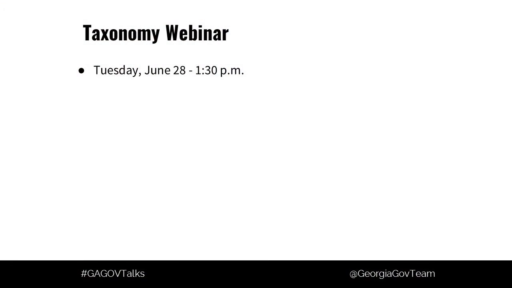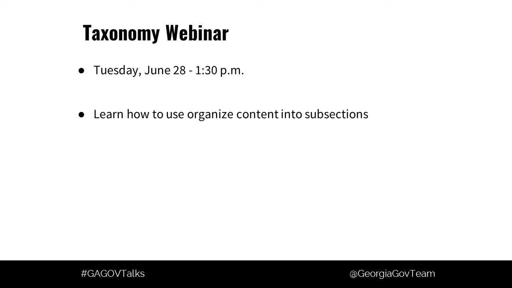Oh yes, one last thing that I wanted to plug: on June 28th, 1:30 p.m. we have a webinar on taxonomy. I mentioned taxonomy a couple times when I was talking about blogs and talking about documents. That's the way that you can whittle down to certain aspects of a document using taxonomy. So you can learn how to use it to organize the content into subsections, and these are used for documents. You can also use them for press releases, locations, blogs.